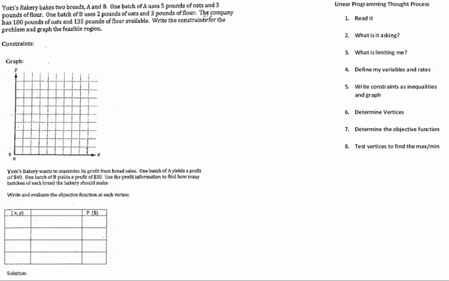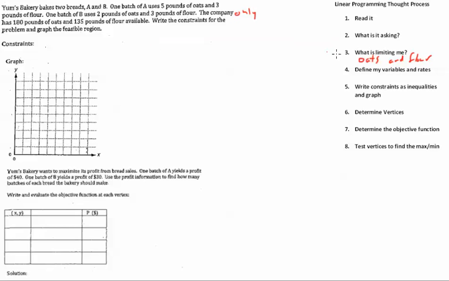But this next sentence, ladies and gentlemen: the company has 180 pounds of oats and 135 pounds of flour. We could read that statement as the company only has 180 pounds of oats and 135 pounds of flour available. So what is limiting me here is the availability of oats and flour. So now I've got my limiting factor. My limiting factor is oats and flour. These are the real world items that are limiting me.